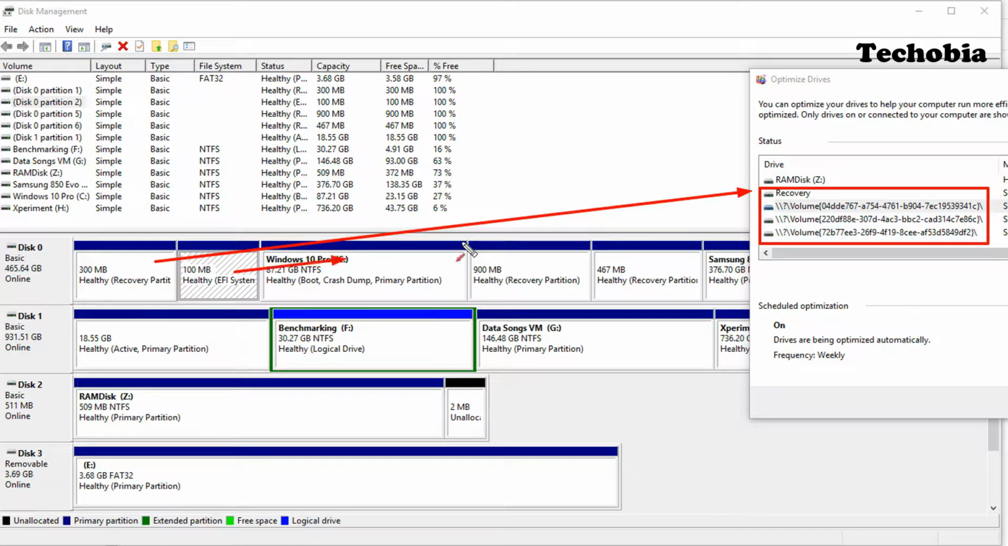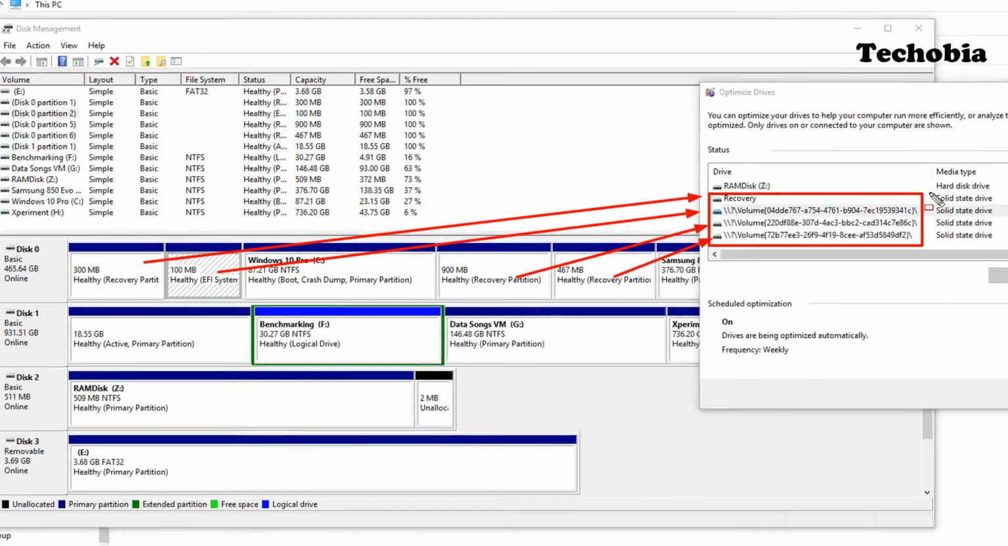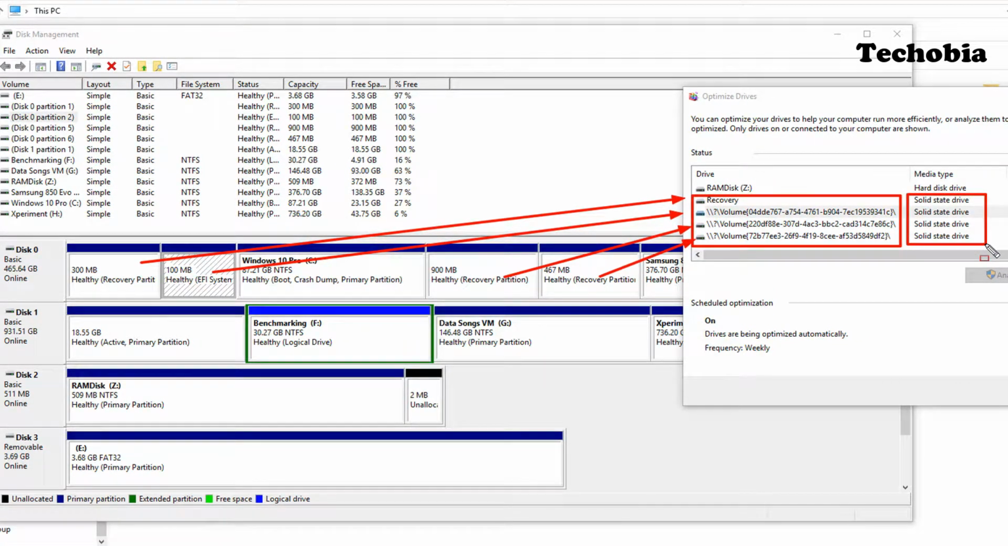This one is a healthy recovery partition, this one belongs to the EFI, this one is the recovery partition again, and this is the recovery partition again. And how am I so sure? If we see, all belong to the solid state drive, where I have only one solid state drive installed, on which my operating system is working, and all these 4 entries belong to the same drive according to this.